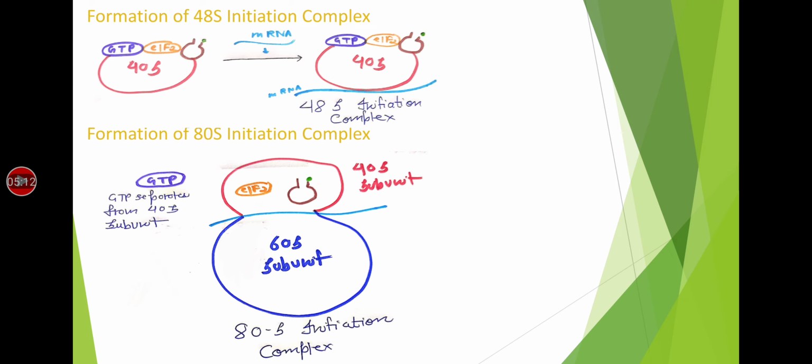The next step is formation of 48S initiation complex. In this step, the mRNA binds to the 43S pre-initiation complex and leads to the formation of 48S initiation complex. The last step is formation of 80S initiation complex. In this step, the 60S subunit binds to the 48S initiation complex. The difference is that the GTP is hydrolyzed from the 40S subunit and it moves away. So, the 80S initiation complex consists of 60S subunit, 40S subunit, eIF2 and the initiator tRNA along with the mRNA chain.